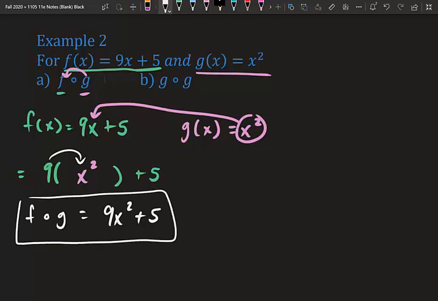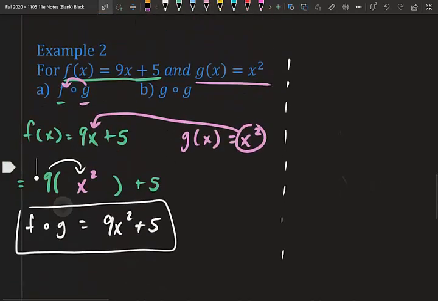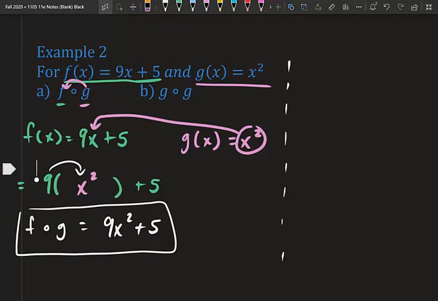So pause this. Try B. Alright, I hope you tried B. So let's go ahead and do this together. So we have our first function, which is g, so that's x squared. And then since it's the same one, I'm going to write it in a different color.